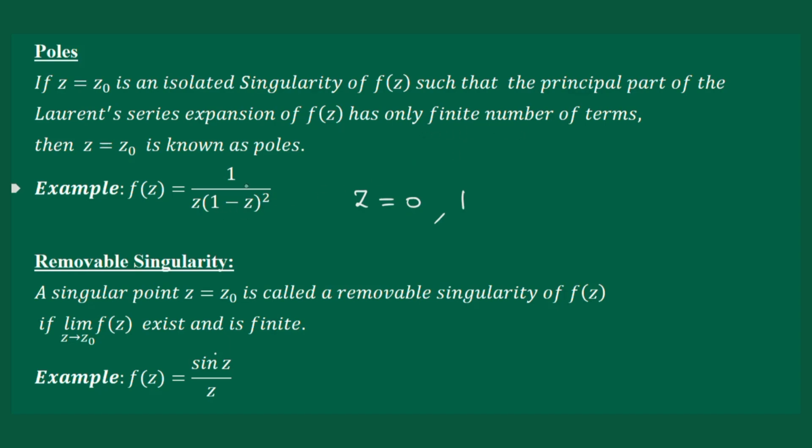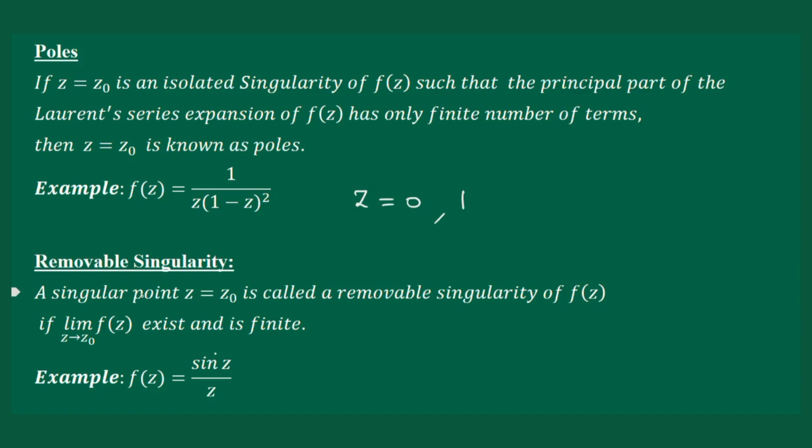How to identify that the principal part contains a finite number of terms: here we have to split it into partial fractions and then apply binomial expansion. That is what we usually do in Laurent series expansion. After expanding it, if we notice that the principal part contains only a finite number of terms, then these two isolated singular points are called poles.